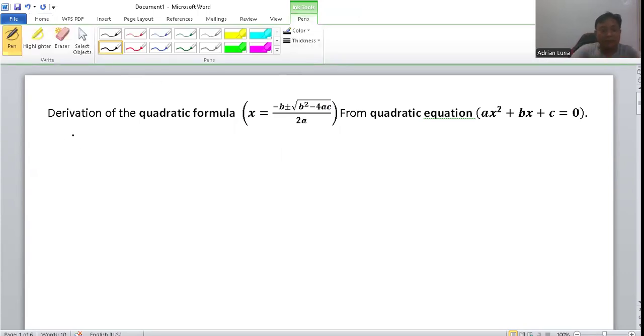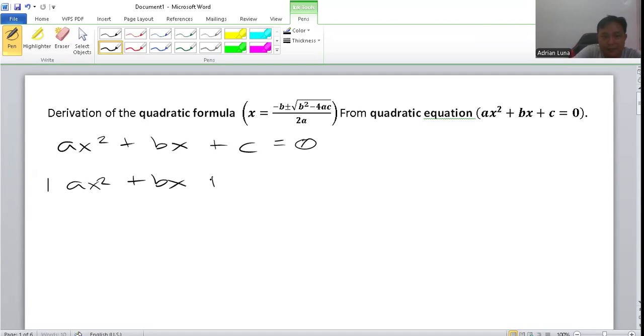Okay, so let's start with quadratic equation, and that would be ax squared plus bx plus c is equals to 0. And first step, transpose natin si c to the other side of the equal sign. So we have ax squared plus bx is equals to negative c. Before malipat, from positive magiging negative.